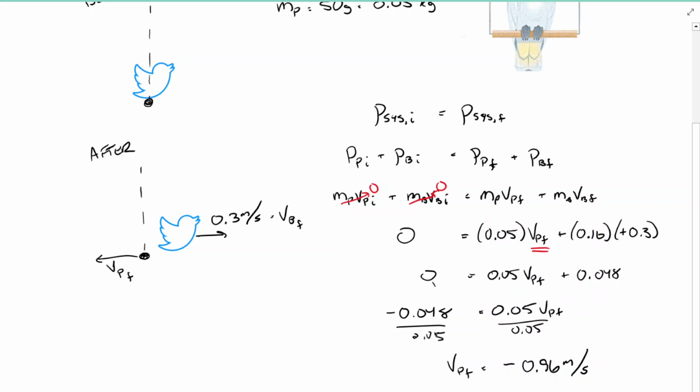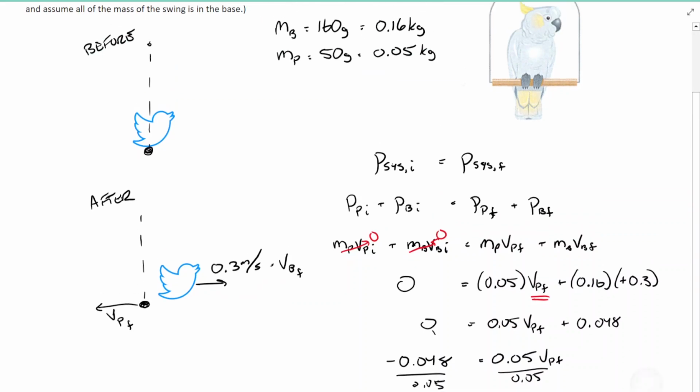The bird's moving to the right at 0.3. And that kind of makes sense. The perch is less massive, so to cancel out the momentum, it has to be moving faster than the bird. Well, that only gets us partway there.